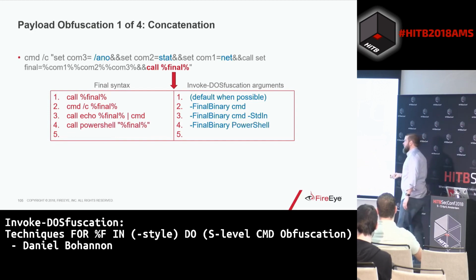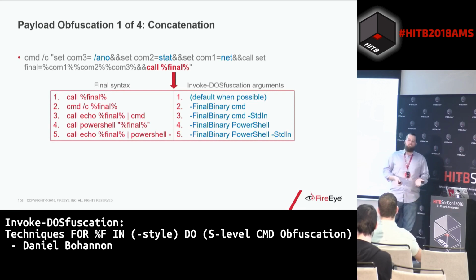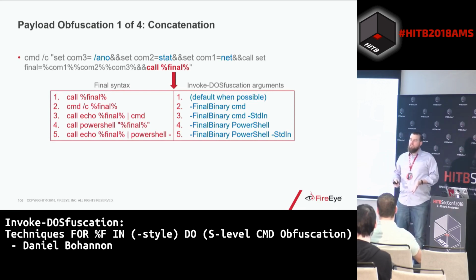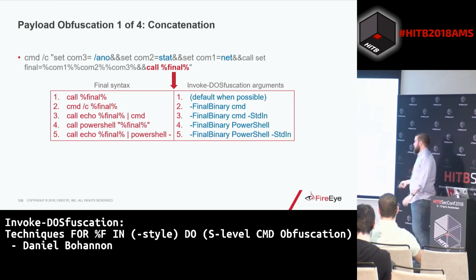Options 4 and 5 are just the same, except they're using PowerShell instead of cmd. So basically, in Invoke-DOSfuscation, if you actually want your input command to be run by PowerShell in the end, you can specify that and say, hey, the final binary to run this is going to be PowerShell, and then I'll handle in the tool all the command level DOSfuscation escaping on top of PowerShell level escaping.